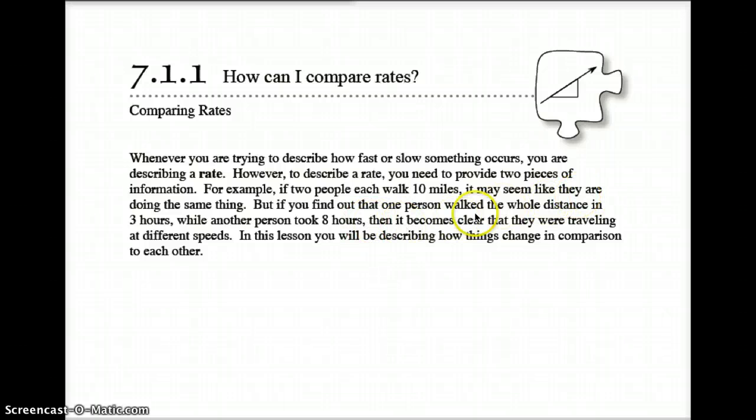By the way, the 8-hour person would probably be more my rate of speed because, well, I don't like walking that much. And so I'd take my sweet old time.